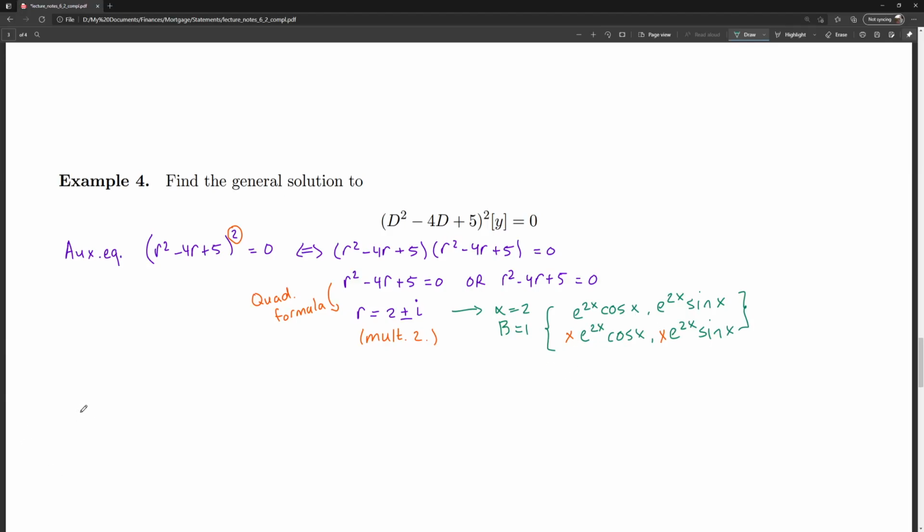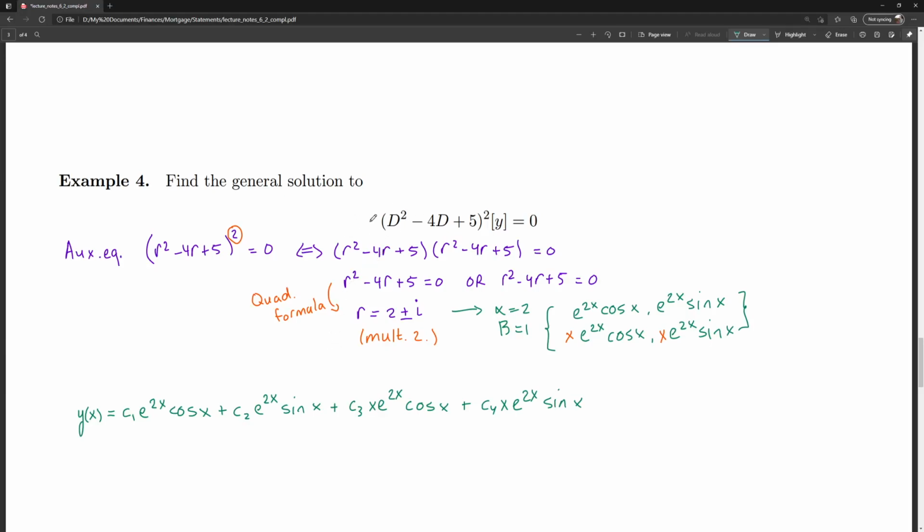And the general solution then looks as follows. y of x equals c1 e to the power 2x cosine x plus c2 e to the power 2x sine of x plus c3 x e to the power 2x cosine x, and then plus c4 x e to the power 2x sine of x.